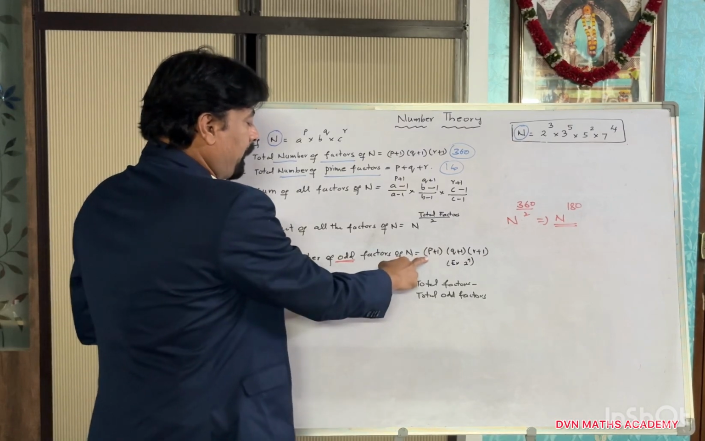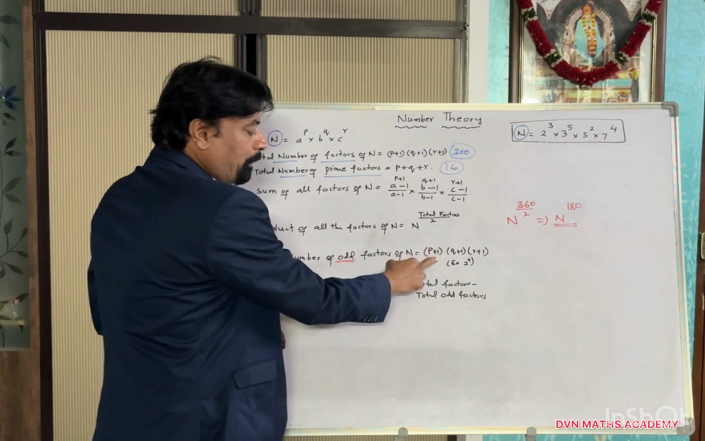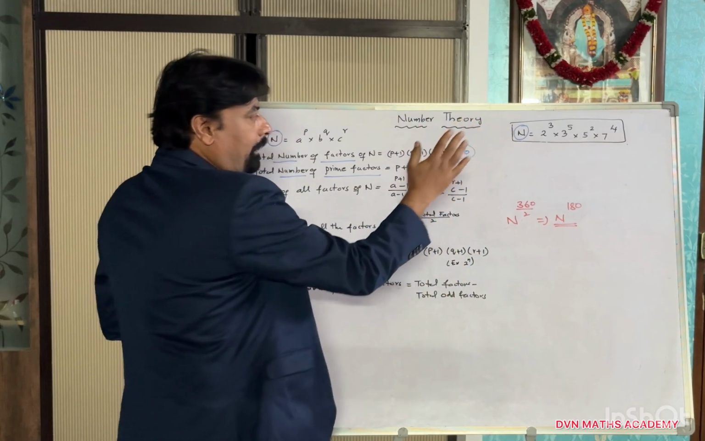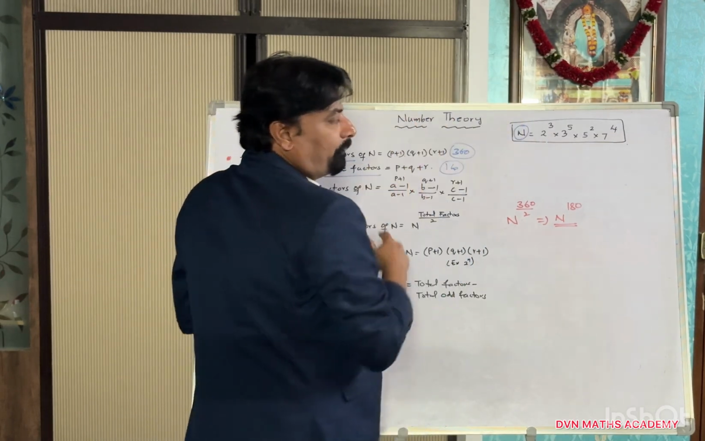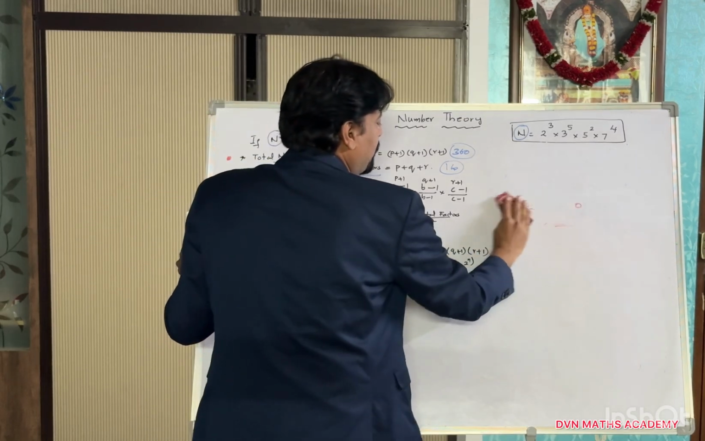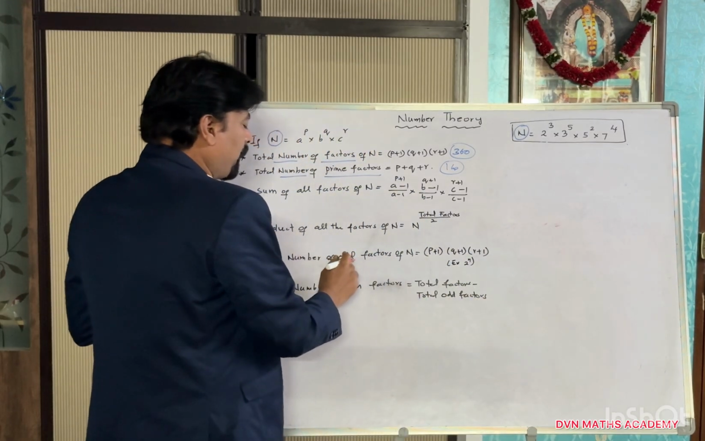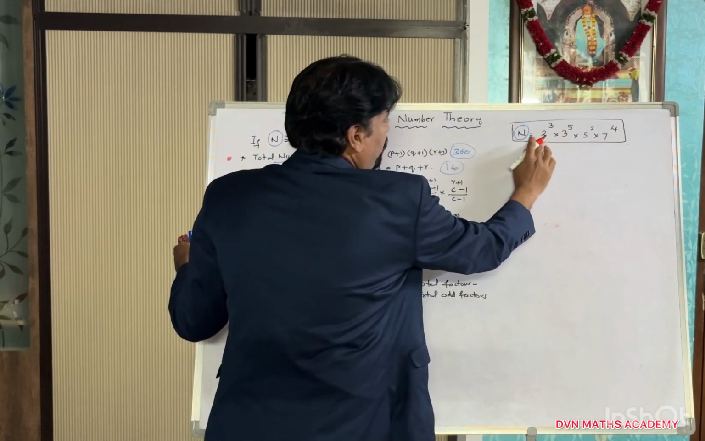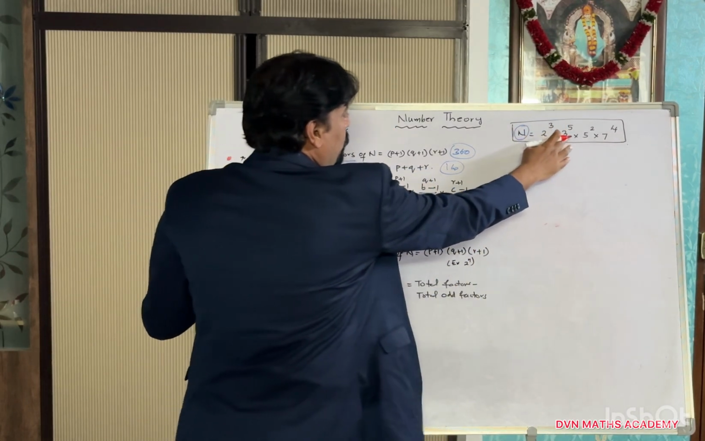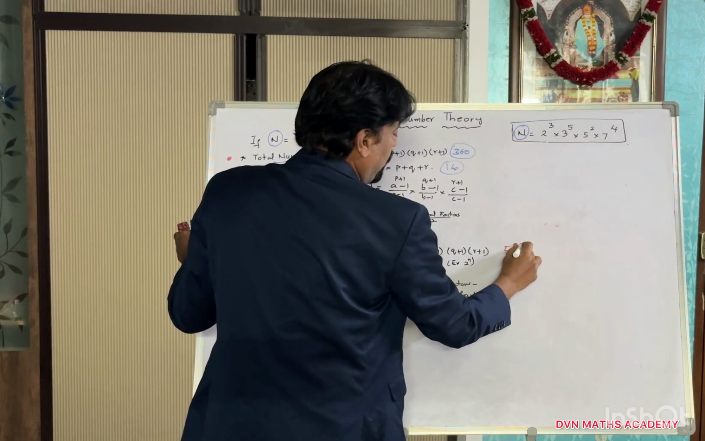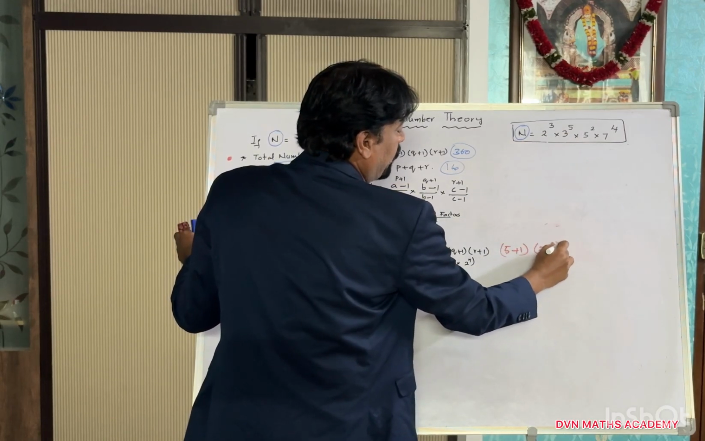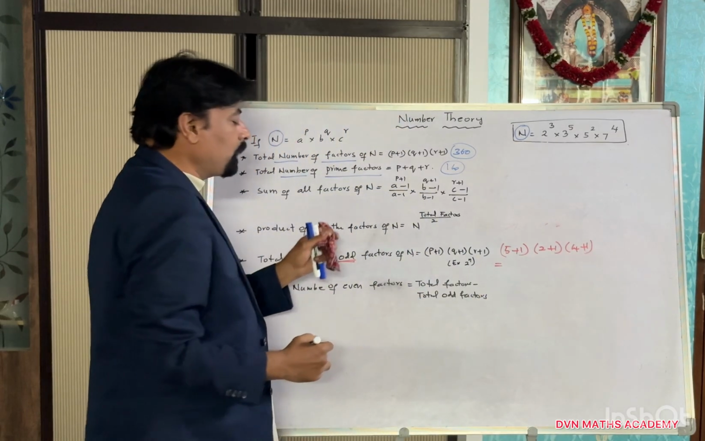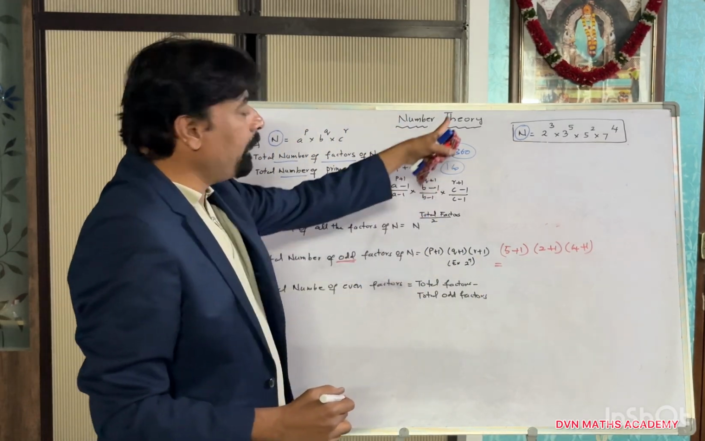So here my formula is (p+1)(q+1)(r+1). So you should not count 2 to the power of values. So my answer, the total number of odd factors, is p plus 1 and so on. You should not take 2 to the power of 3 because 2 is an even number. First you want to take (5+1)(2+1)(4+1). This is the value to find the total number of odd factors of the given number.